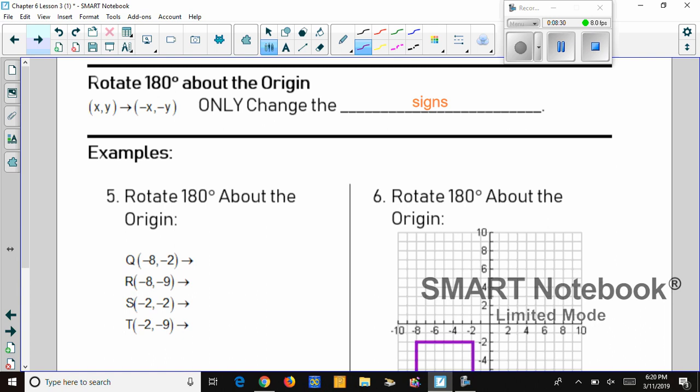Our last one is going to be a 180-degree rotation. Now for 180 degrees, the direction does not matter because no matter which direction we go, our shape ends up in the same spot. I will show that again off to the side. If I just say put something over here in the second quadrant and I go 90 degrees counterclockwise, I end up in the fourth quadrant. And then 180 degrees clockwise, I end up again in that fourth quadrant.